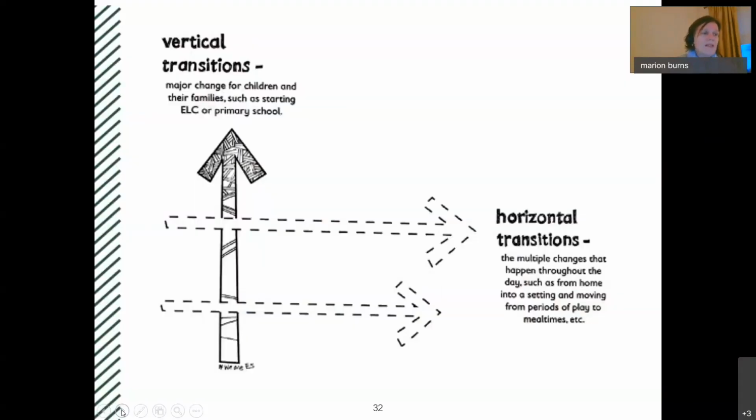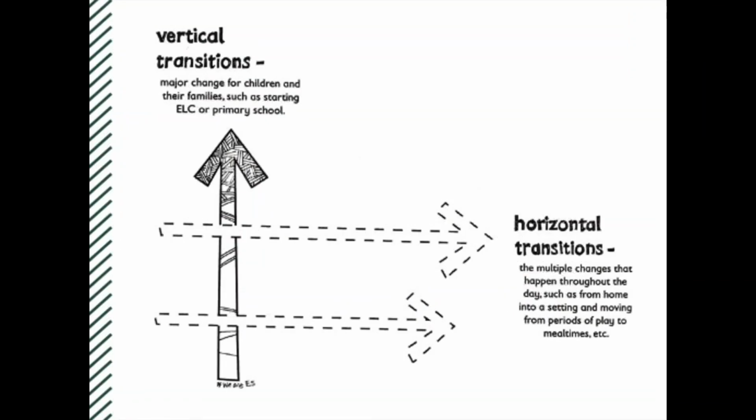In this slide, we look at vertical and horizontal transitions. This diagram can be found on page 90, and it illustrates the differences between horizontal and vertical transitions. As suggested in the previous slide, children experience throughout their lives multiple transitions. And the same is true for adults.